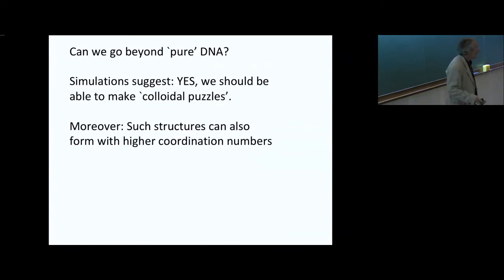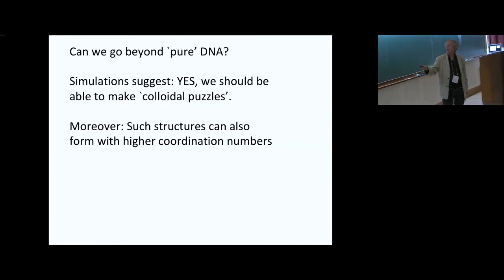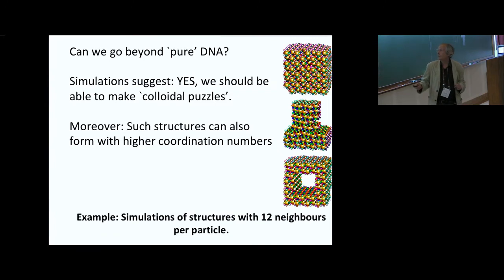Now, the other thing that I would like to check is, can we go beyond pure DNA? And I think that the answer is yes. But one thing that is important, I think, is to know whether you can go to different coordination numbers. Can you go beyond 4, 6, 8, or 12, something like that? Initially, we were very skeptical because we thought that maybe you get back into the problem where the transitions become very sharp. It turns out that actually this is for 12 neighbors.